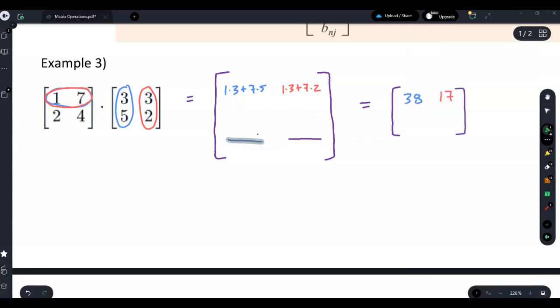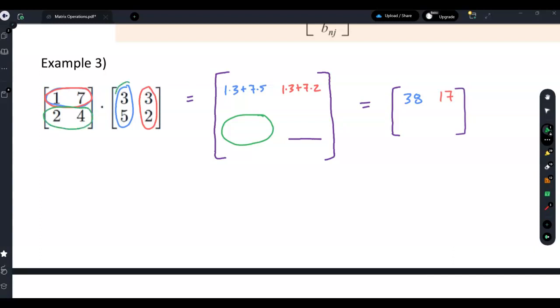And I'm going to move on now to this position. This position is in the second row. So rows first, then columns, right? So the second row, and it's in the first column. I'm going to take the second row on this matrix times the first column in that matrix. So 2 times 3 plus 4 times 5. It's going to be 6 plus 20, which is 26.